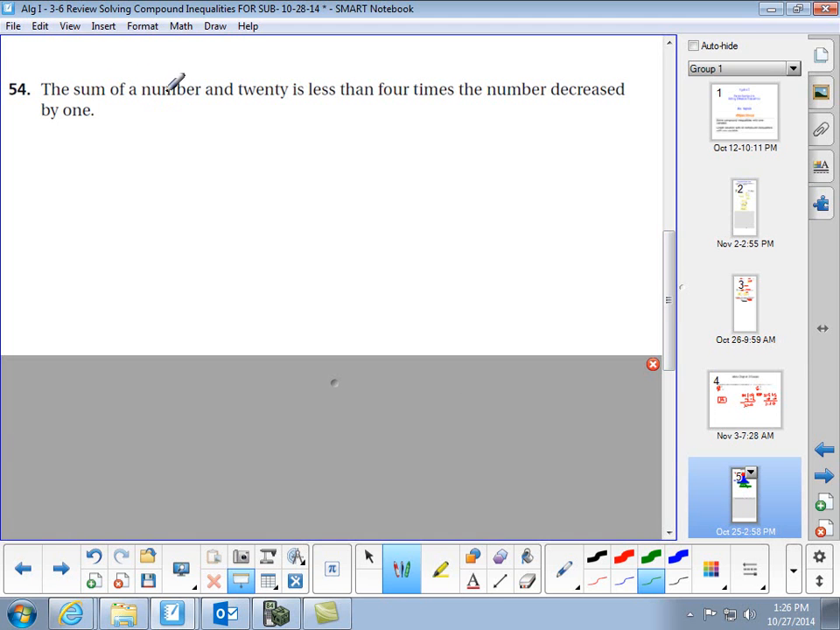Okay, the sum of a number and 20. Sum means to add. The sum of a number and 20 is less than 4 times the number decreased by 1. So here's your inequality.